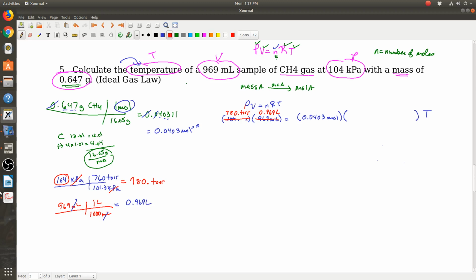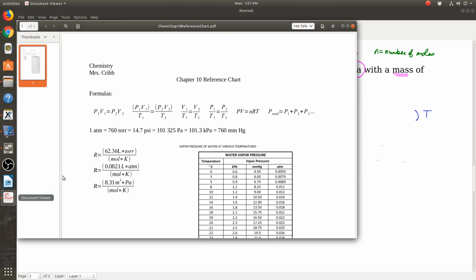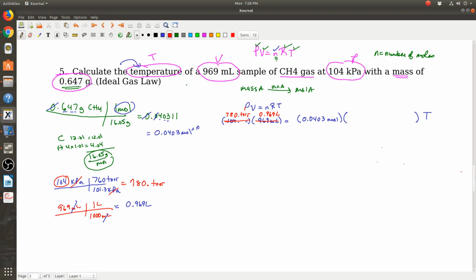Now can I use an R value now? Liters and torr, moles and Kelvin. Now I can use this R value. All the units are matching. I have liters and torrs, moles, and K is kelvins, which is a temperature unit, and that's the unit I'm looking for anyway. So 62.36, that's the one I'm going to use. 62.36 liters times torr over moles times Kelvin.